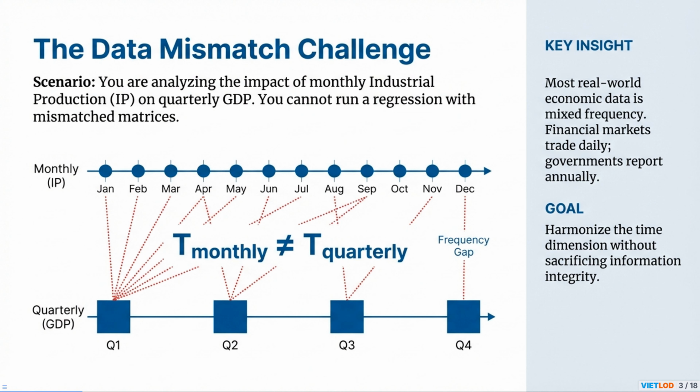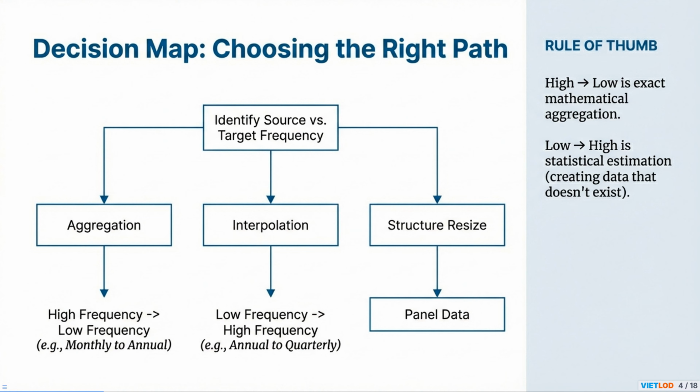This isn't a rare problem. Most real-world economic data is mixed frequency. Financial markets give us daily data, while key macroeconomic indicators like GDP are quarterly, and some government statistics are only released annually. Our primary goal is to harmonize these different time dimensions. The challenge is to do this without losing crucial information or introducing artificial patterns into our data.